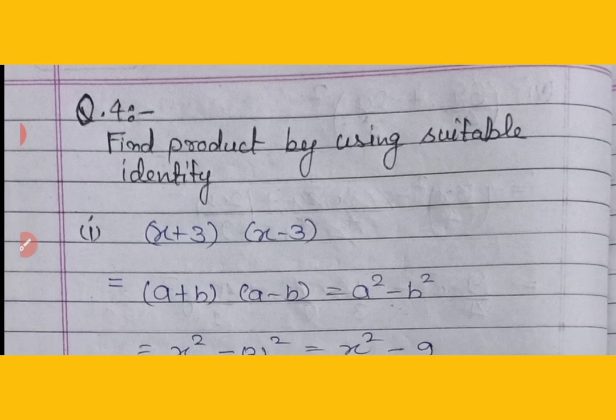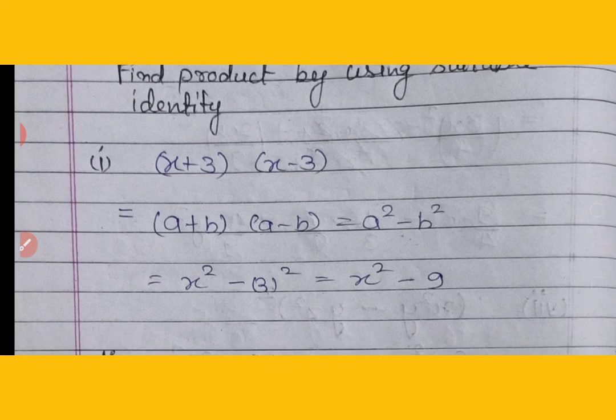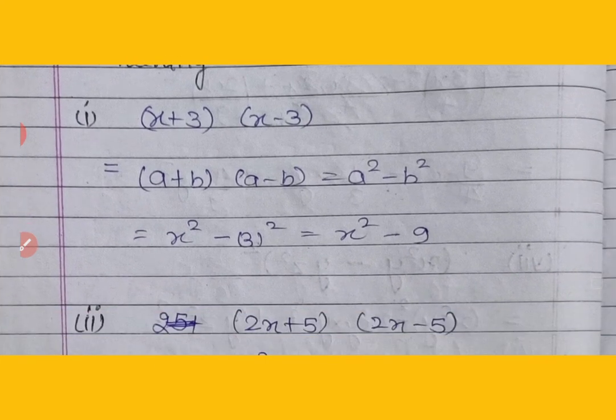It has given: find the product by using the suitable identity. x plus 3 in the first bracket and x minus 3 in the second bracket.